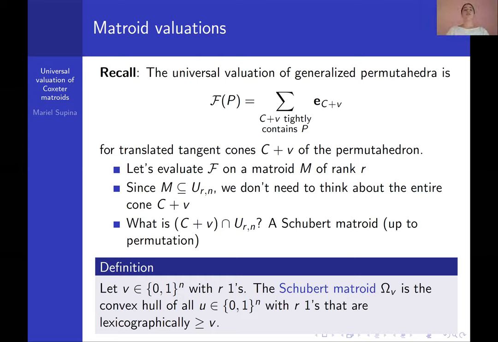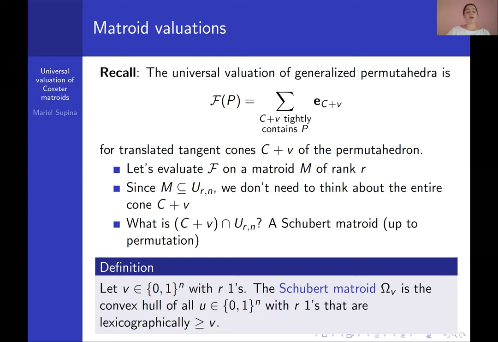And so if we can intersect these tangent cones with the uniform matroid and get another element of the family, or the indicator function of another element of the family, then we can describe the universal valuation that way. So in this case, if we take a translated tangent cone of the permutahedron and intersect it with the uniform matroid of rank r, then we get a different matroid, which is called a Schubert matroid. It's actually a Schubert matroid up to permutation, so a Schubert matroid possibly acted on by some element of the symmetric group.